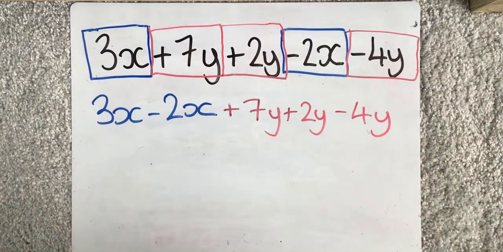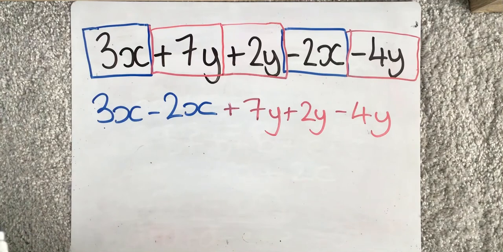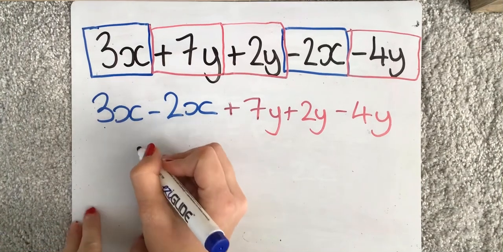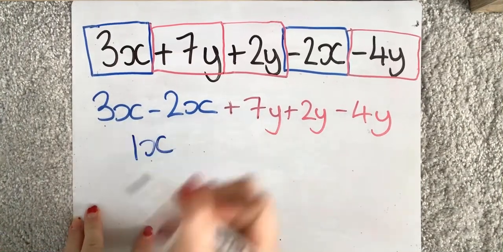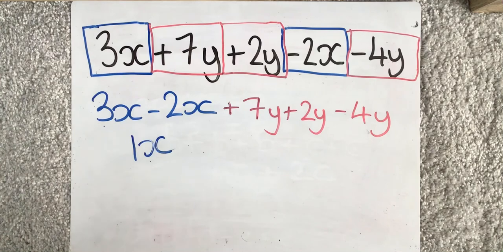And then it is just about actually trying to simplify that and work it out. So if I've got 3x and I take away 2x, I'm going to be left with x, or you might prefer to write 1x. Both are absolutely fine. I don't mind which one you write, whichever one makes most sense to you.